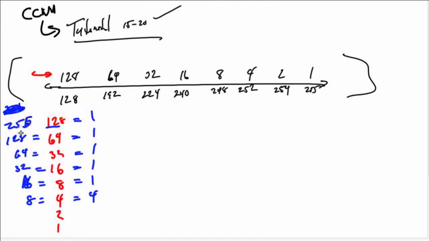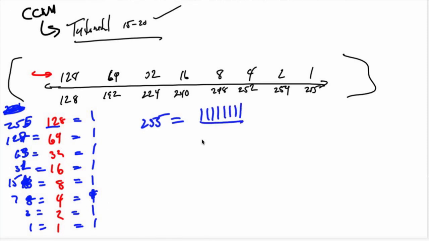So 255 would have been 127, would have been 63, would have been 31, would have been 15, would have been 7, would have been 3. Subtract 2, yes. That leaves me with 1. Can I subtract 1 from 1? Yes. So the main value here is that 255 would equal binary 11111111. So it would have been 8 ones.